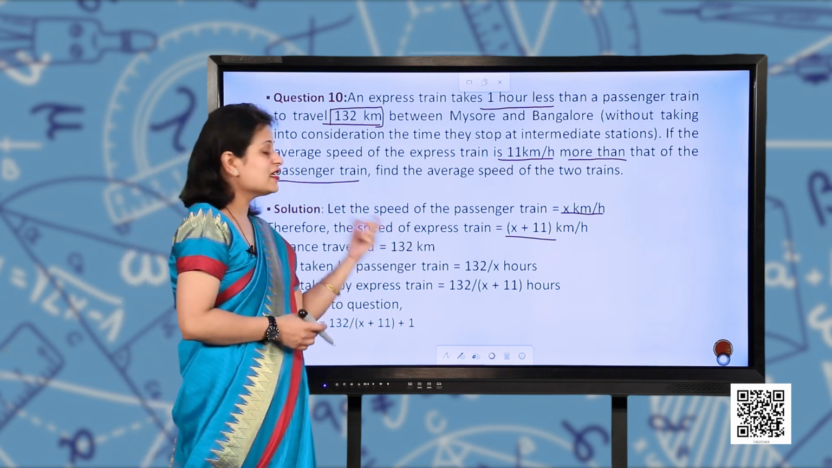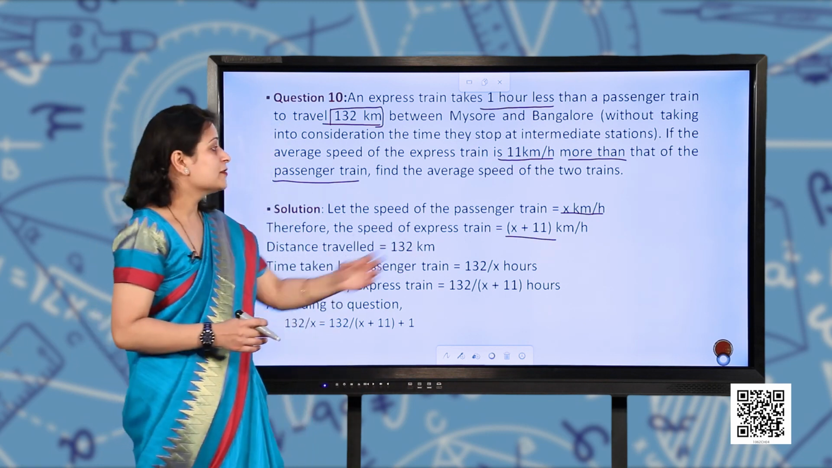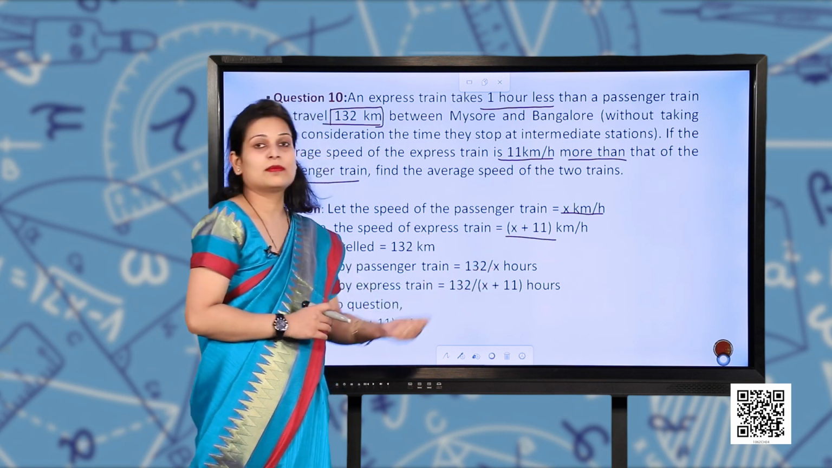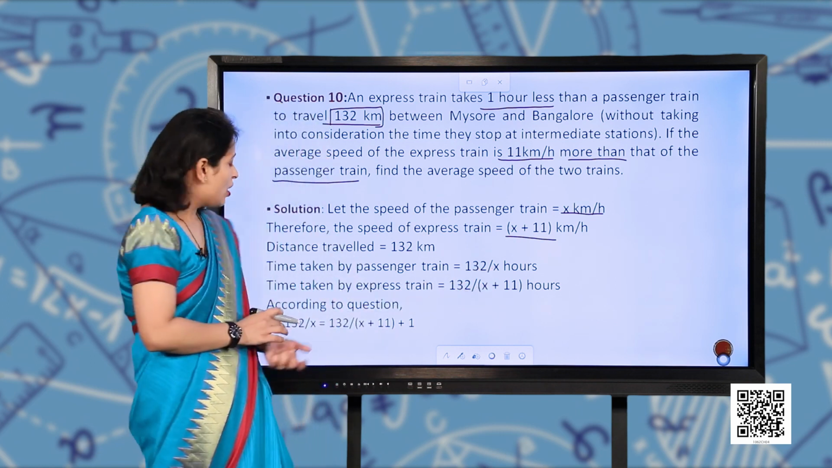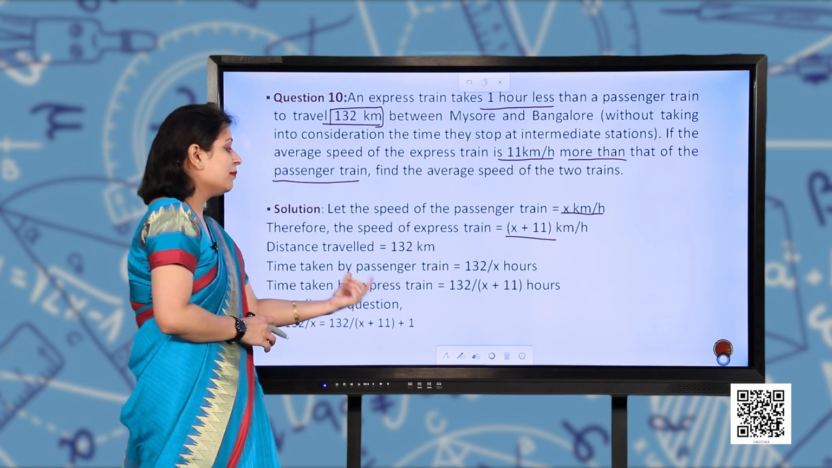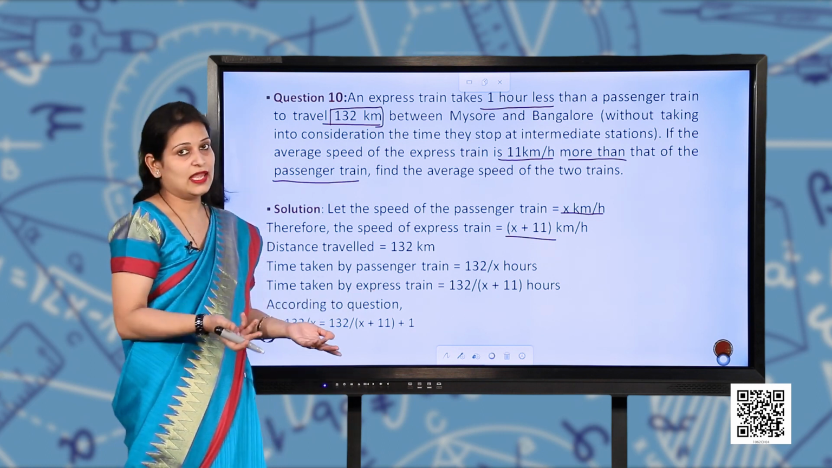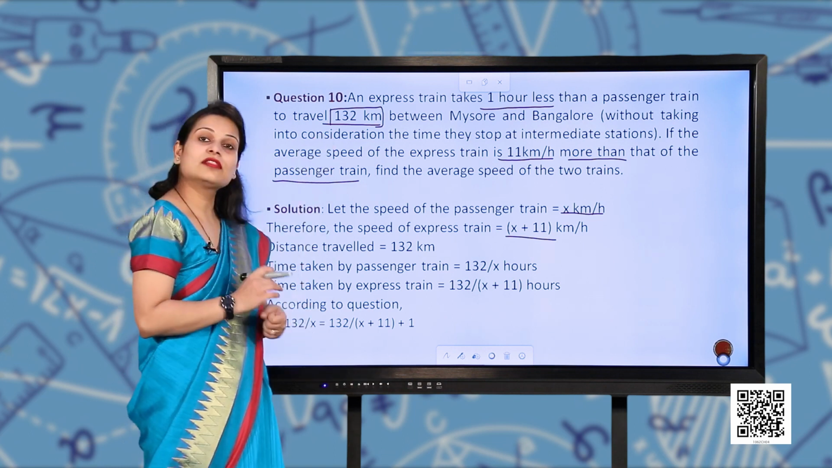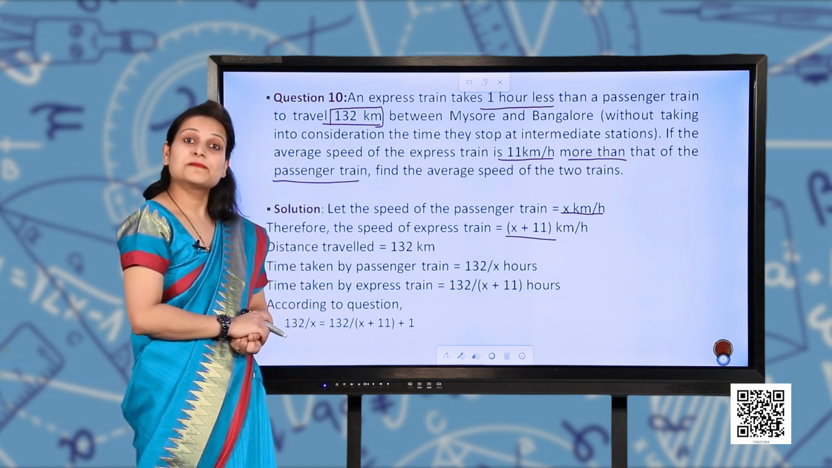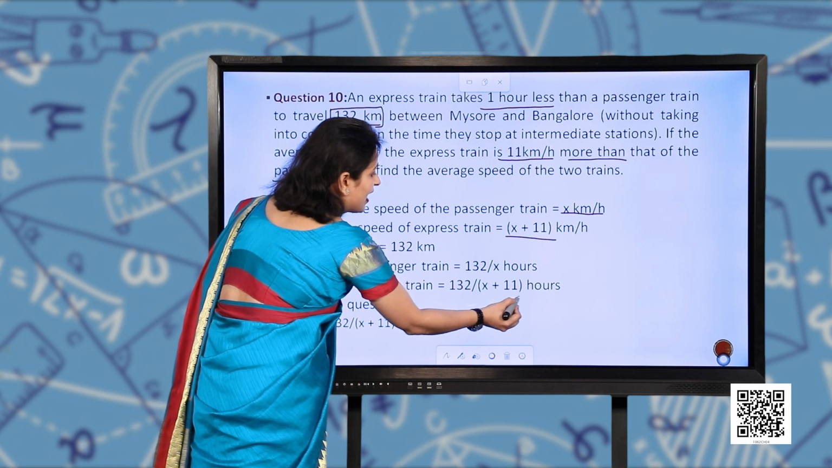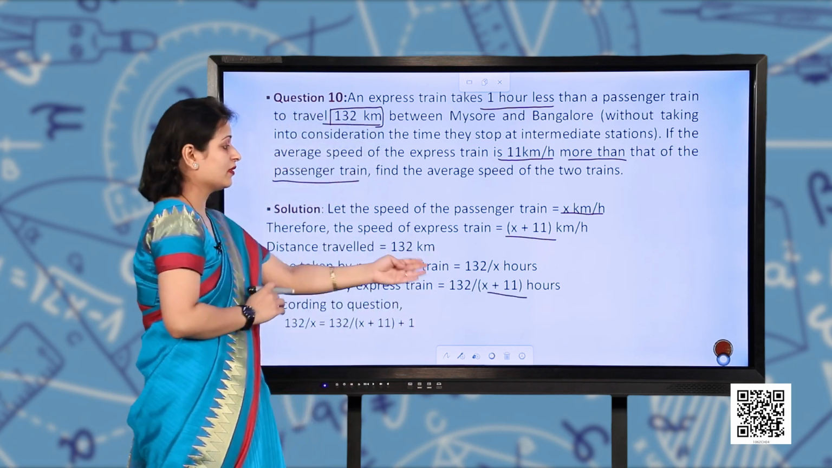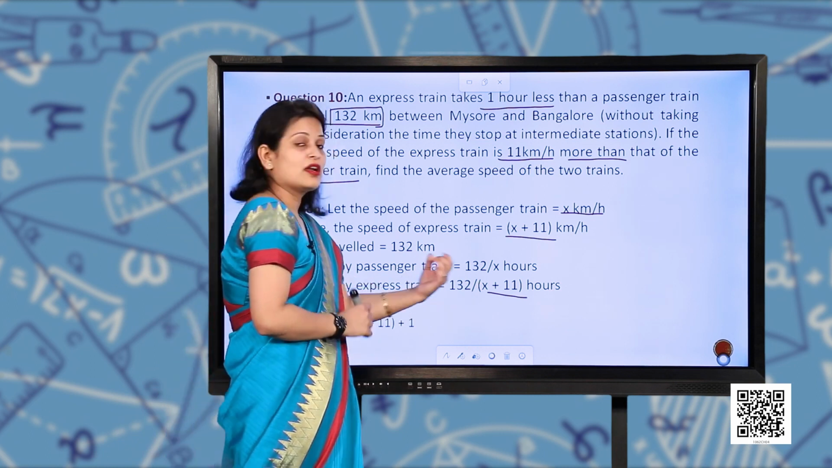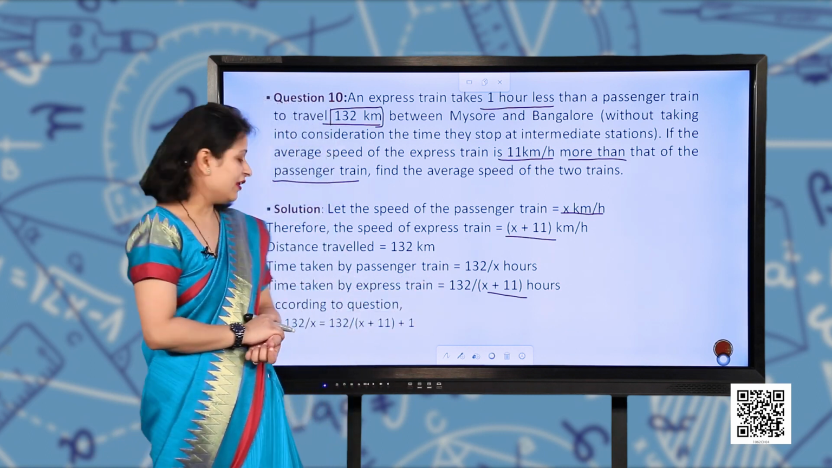Now, we know distance is 132, speed is x. So, you will get 132 divided by x hours. How will you calculate the time taken by the express train? Same, distance upon speed. Distance is the same, 132, but now the speed will change. It will be x plus 11. So, we get 132 upon x plus 11 hours.